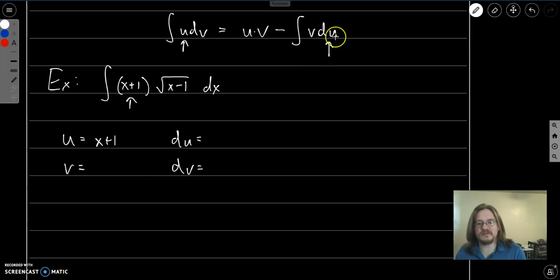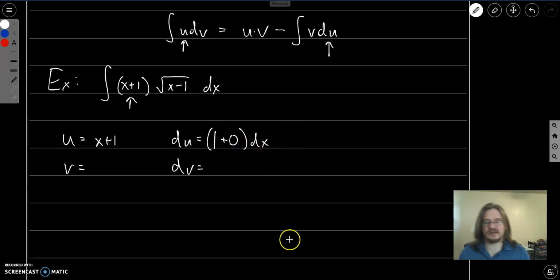Because what is the derivative of x plus 1 that's going to go into our second integral? The derivative of x is just 1. The derivative of 1 is just 0. And if I'm turning this into a differential, we have the dx at the end. But 1 plus 0 times dx, well, that's just dx. And that's a pretty simple thing to have in an integral. That means that whatever's left over has to be dv.